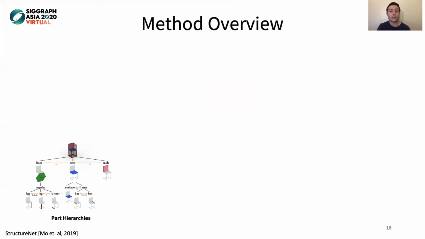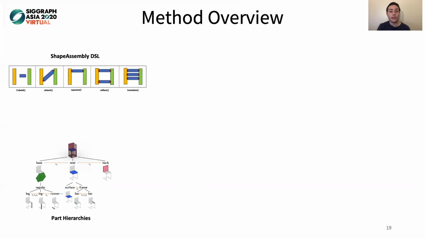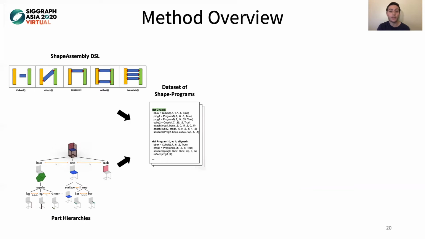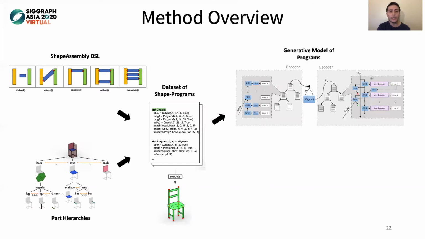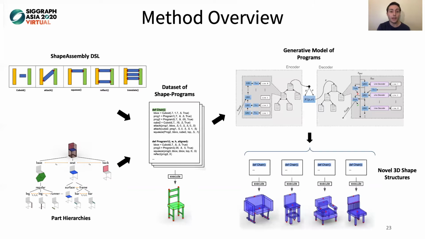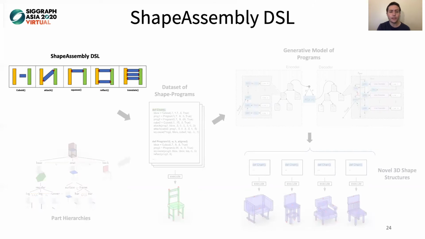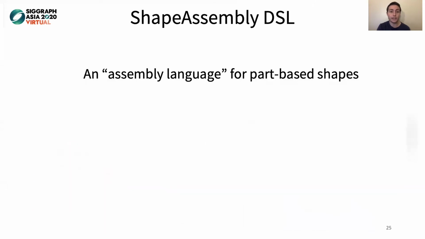Next, we define a domain-specific language for 3D shapes that is based around instantiating parts and attaching them to one another called ShapeAssembly. Using the ShapeAssembly language, we construct a dataset of programs that, when executed, recreate the shapes in our input part hierarchies. We use this dataset to train a deep neural network that learns how to write programs in ShapeAssembly. Once it is trained, we can use our model to create new ShapeAssembly programs that, when executed, synthesize novel 3D shape structures. First, let's take a look at our procedural language.